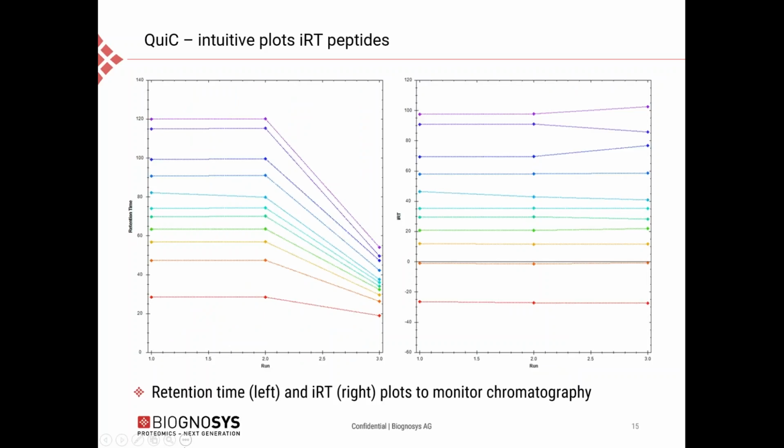Some more plots that QuiC is displaying are, for example, plots on the retention time on the left and on the IRT on the right to monitor the performance of your chromatographic setup. And already looking at these plots, you can see why the IRT plots are actually the better measurement to determine whether chromatography was stable or not. If the user would look at the retention time only, you would probably think that after the second run something with the chromatography went wrong. But if we look at the IRT, we see that the chromatography was very stable, or in other words, the main difference leading to the two different plots here is just a different gradient length.